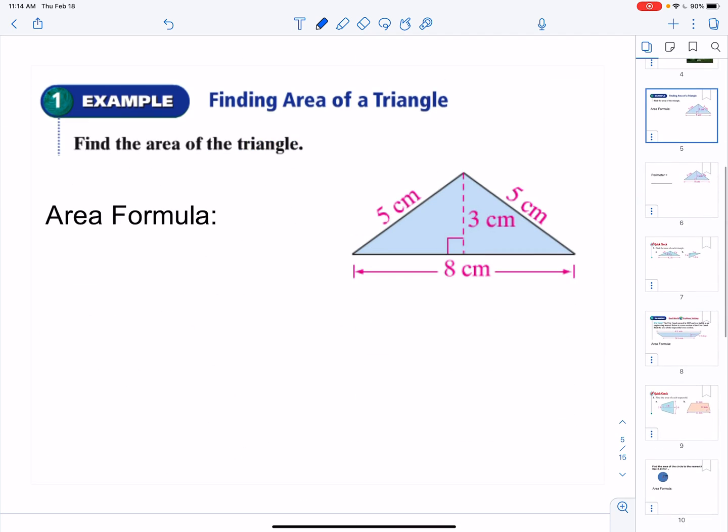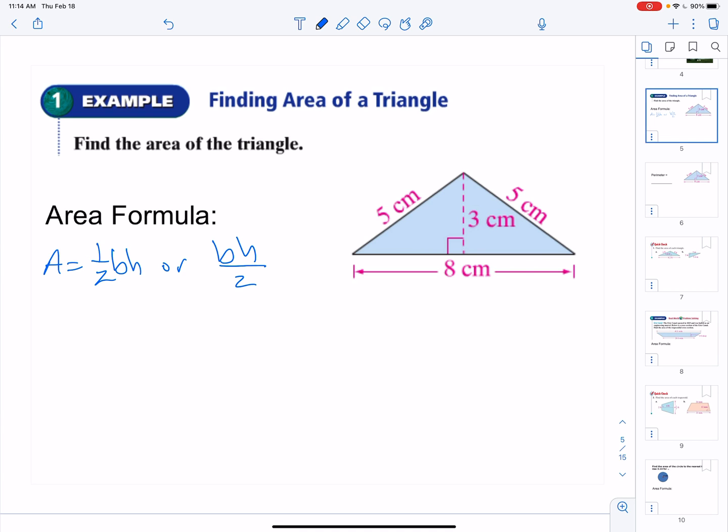Okay, so the first one that we want to look at is a triangle. Okay, so if we were to look back at our formula chart and see the formula for a triangle, there's two formulas that you could use. A is equal to 1/2 BH, but we just talked about what I like to do, which is write it as base times height divided by 2.